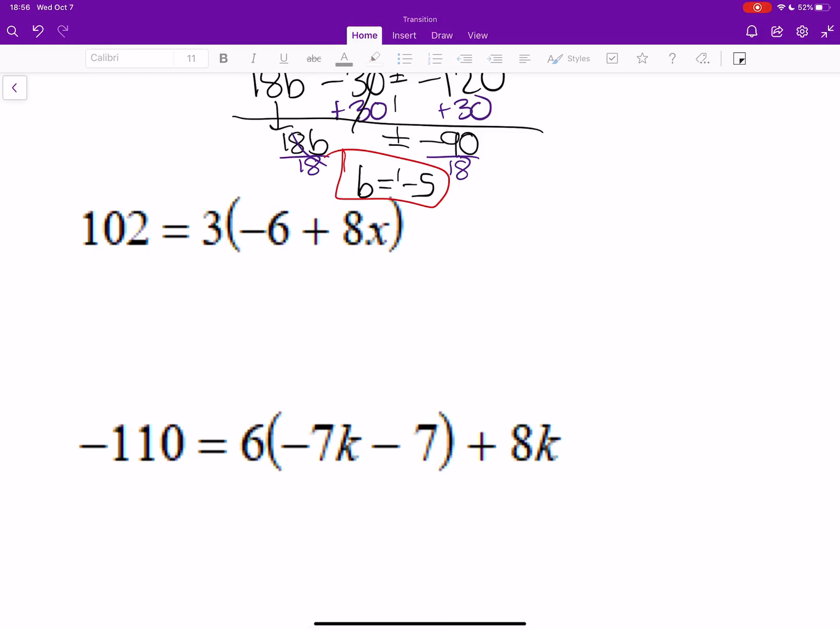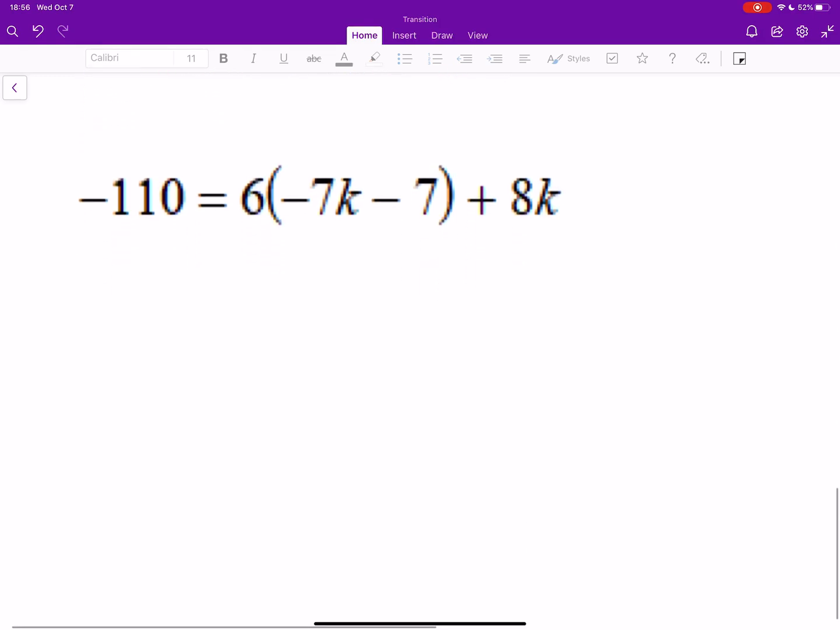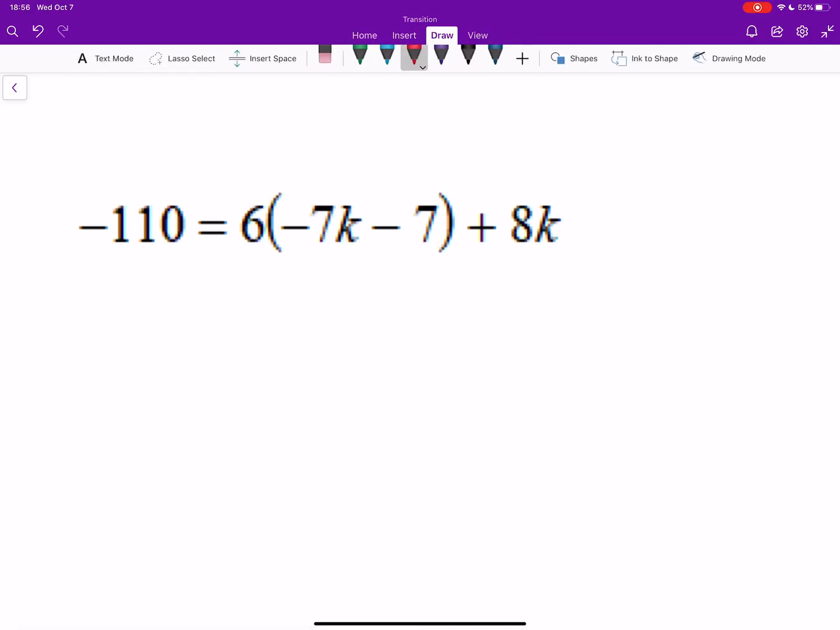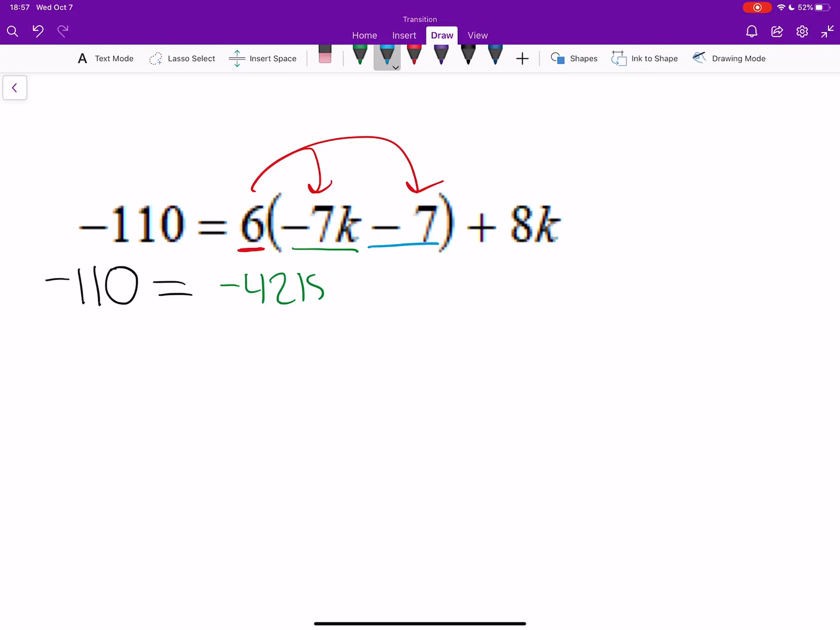I'm actually going to skip that one and go on to this one right here. That's a little more difficult, okay? You can see now that our variable term is on the right-hand side of our equation instead of the left-hand side, but the process is still the same. I ask myself what's directly in front of the parentheses that I need to distribute. In this case, it's the 6. So I'm going to copy down negative 110 equals. I'm going to do 6 times negative 7k to get negative 42k. I'm going to do 6 times negative 7, note I include that negative sign there, to get negative 42. And then I bring down my plus 8k.